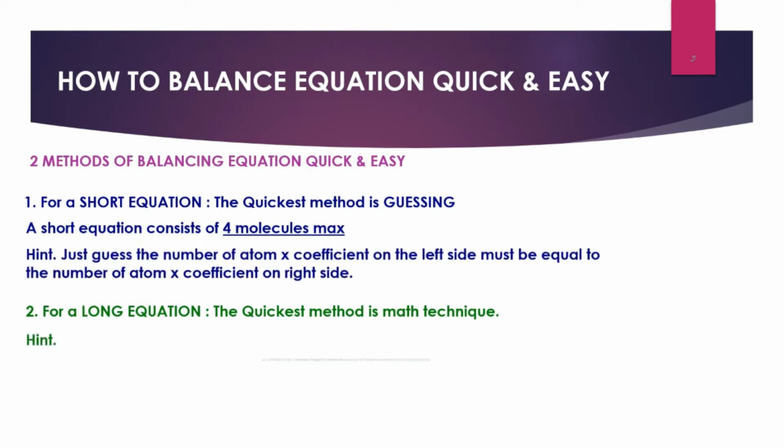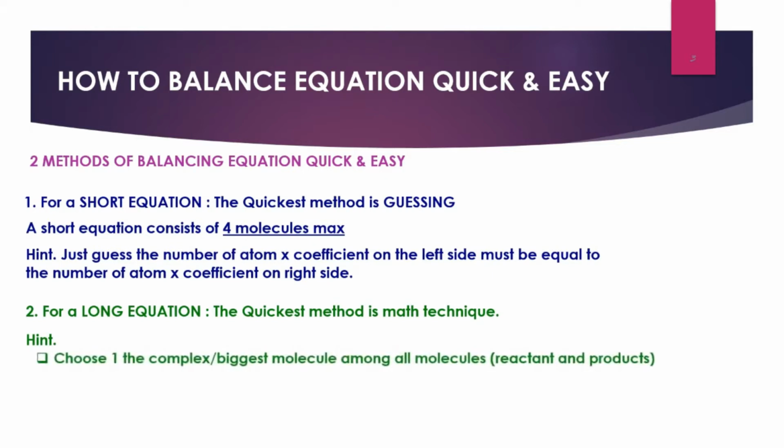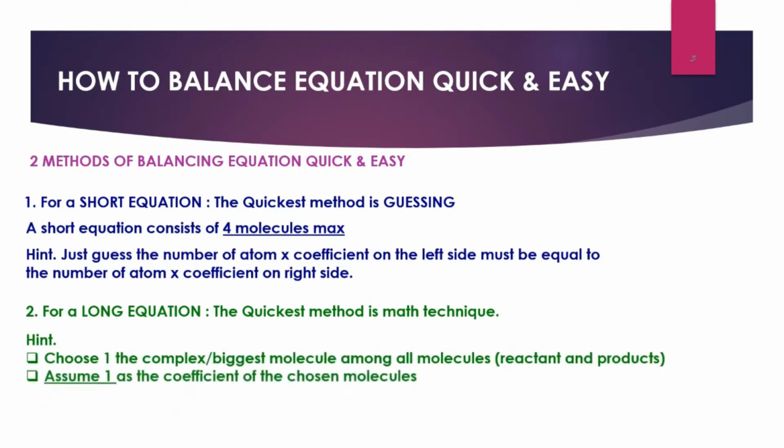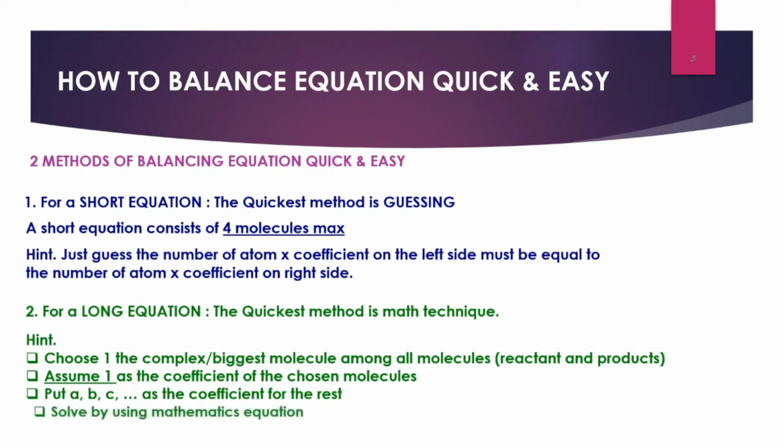For long equation, 1. Choose the complex or the biggest molecule among all molecules. 2. Assume 1 as the coefficient of the chosen molecules. Put A, B, C as the coefficient for the rest and solve by using mathematics techniques. Okay, students, we go to the next practice to make sure everything's clear how to balance chemical equations.